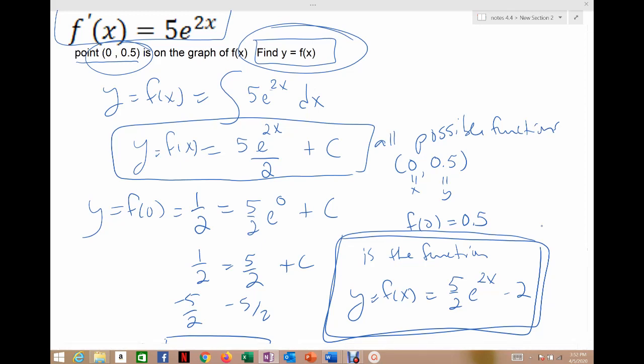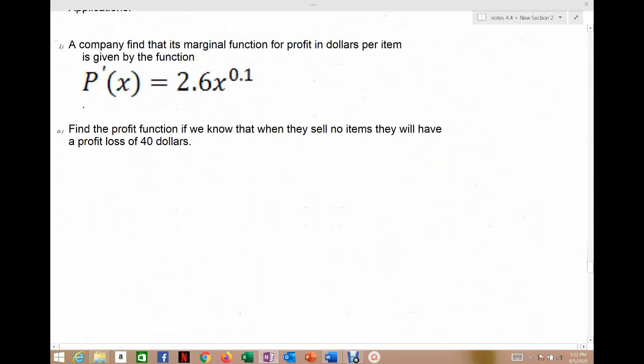Same idea, but we're going to stick with cost, revenue, and profit type applications. Suppose that we have this marginal function, which, remember, is the derivative. The marginal function for profit, the derivative of my profit function, is 2.6x raised to the 0.1. We want to find the original profit function if we know when they sell no items, profit will be a loss of $40. That information is my initial value.